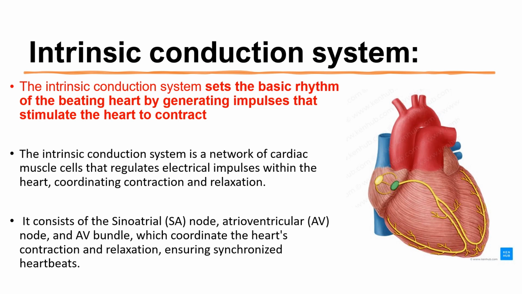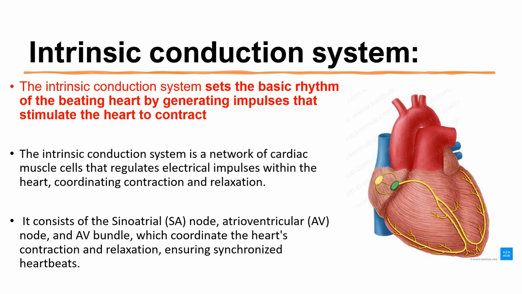The heart is capable of generating its own electrical impulses in order for it to contract as a single unit. So what allows the heart to generate electrical impulses and pump blood is the intrinsic conduction system. It sets the basic rhythm of the beating heart by generating impulses that stimulate the heart to contract.